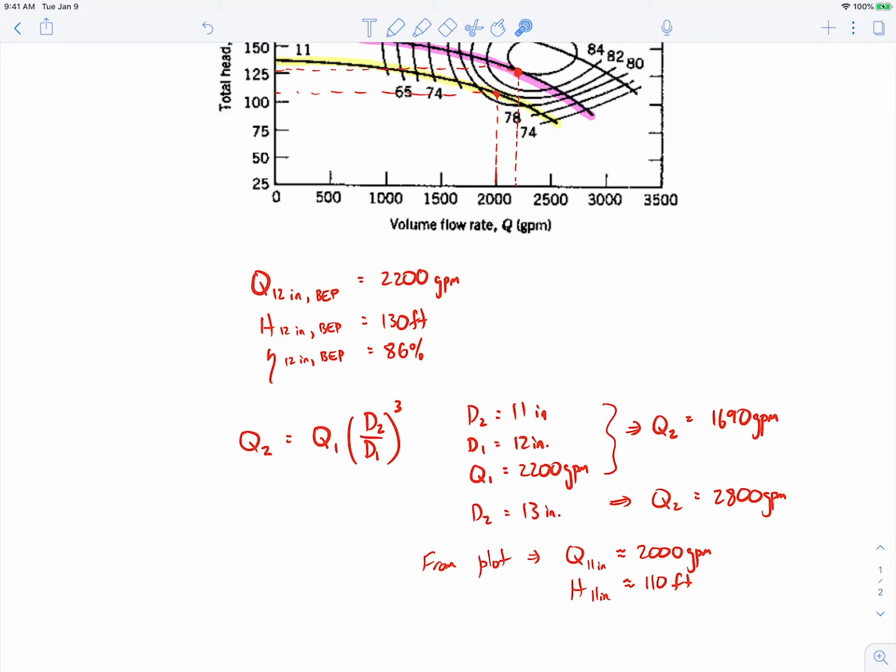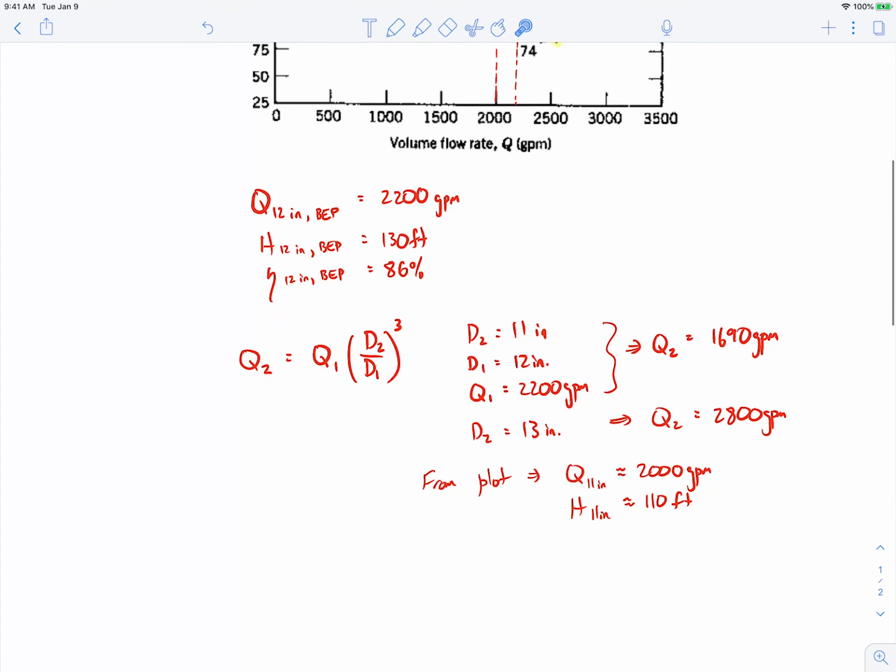So you can see our prediction of 1690 compared to 2000 is not great. It's not a great prediction. It's off by something like, I think I calculated it at 16%. So not a great prediction there.